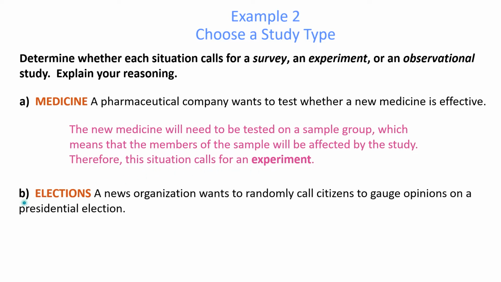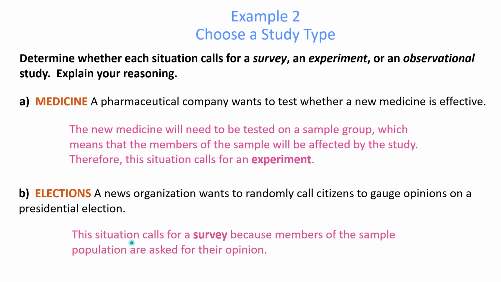Now, for example 2b, a news organization wants to randomly call citizens to gauge opinions on a presidential election. Now, this situation calls for a survey because members of the sample population are asked for their opinion.